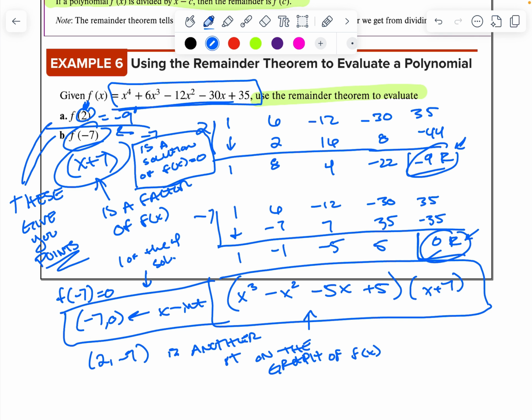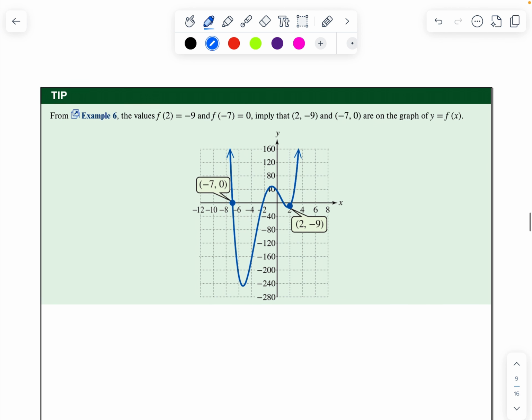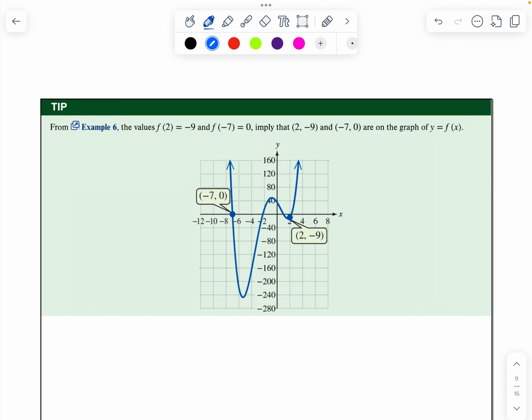And again, just super helpful information. We just have one more piece of information about our polynomial that we can use to graph it. So here's what the graph looks like. (2, -9), we've got that point graphed. (-7, 0), we've got that point graphed. Those are the two items that we plugged in with the remainder theorem, right? And so you could go and figure out the other x-intercepts using that same theorem or just using factoring if you wanted to.